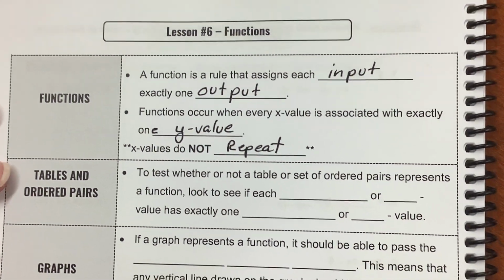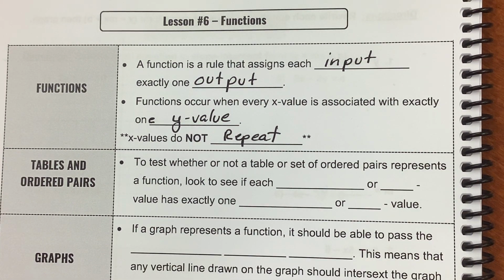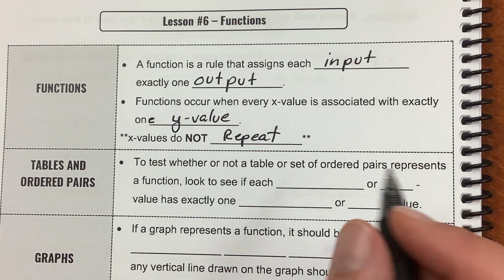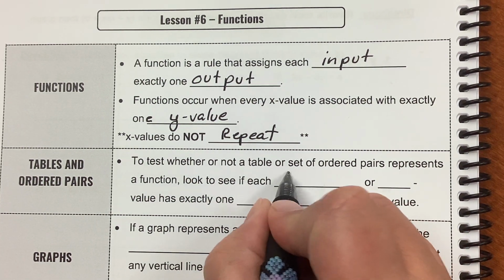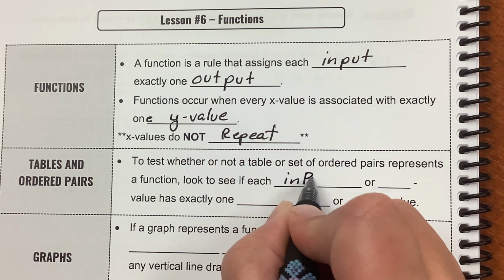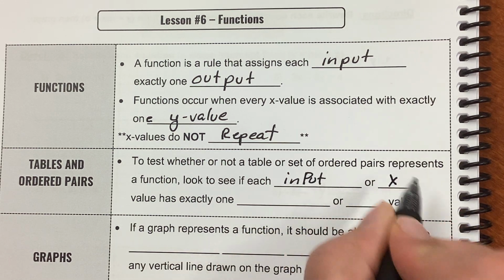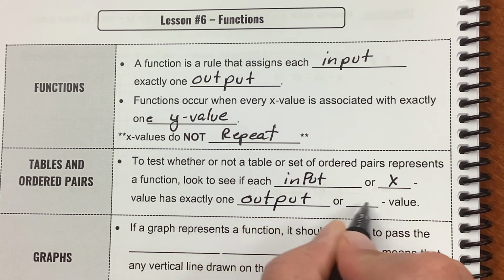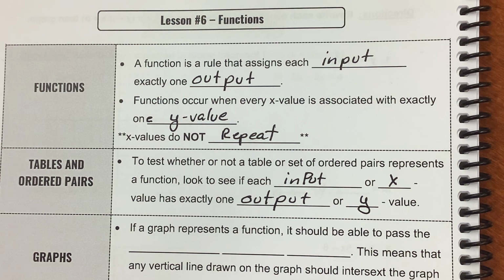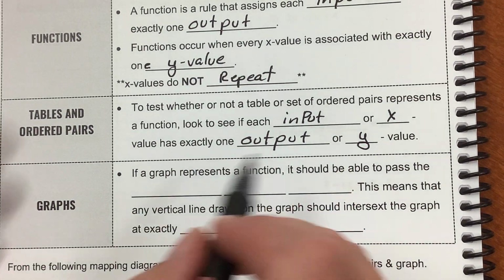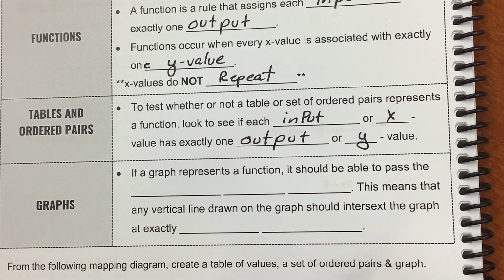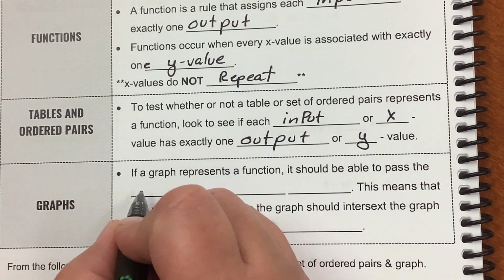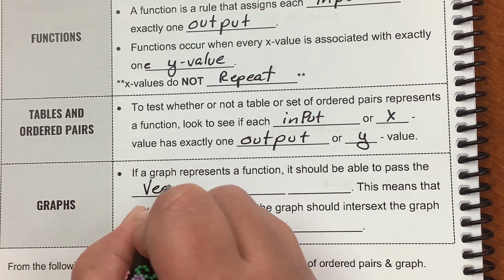So, to test whether or not a table or a set of ordered pairs represents a function, look to see if each input or x value has exactly one output or y value. We'll see better in a minute when I do some examples. If a graph represents a function, it should be able to pass the vertical line test.